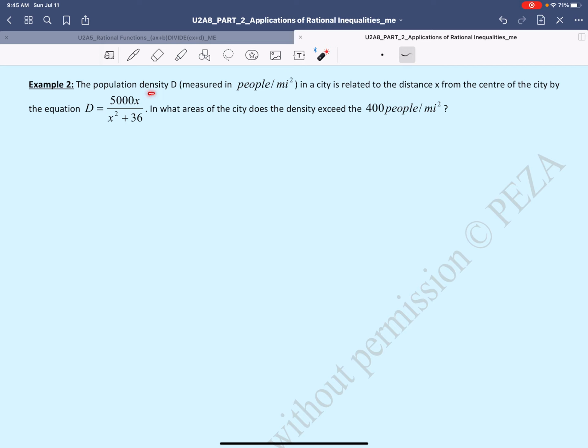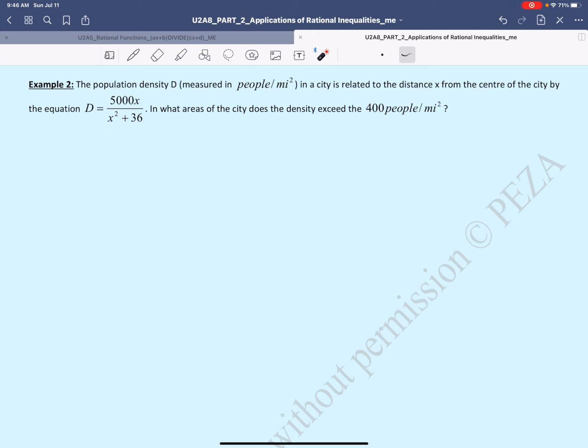So the population density, measured in people per mile squared in a city, is related to the distance x from the center of the city by the equation. So I see some rational function here. And in what areas of the city does the density exceed 400 people per mile squared? So what I got from this story is that it's a story about the population density versus distance from the city. And that got me thinking, what would be the pattern?